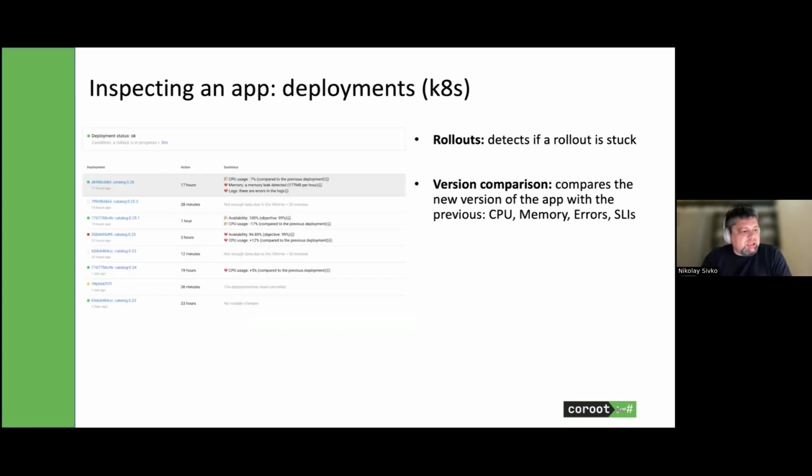Next one is analyzing rollouts on Kubernetes or deployments, because these days each application can be deployed many times a day. With Coroot we analyze the difference in performance between the current release and the previous one, and we can automatically identify performance degradation or increased resource consumption. And even if you run in the cloud, we can recalculate, for example, increased CPU consumption into money.